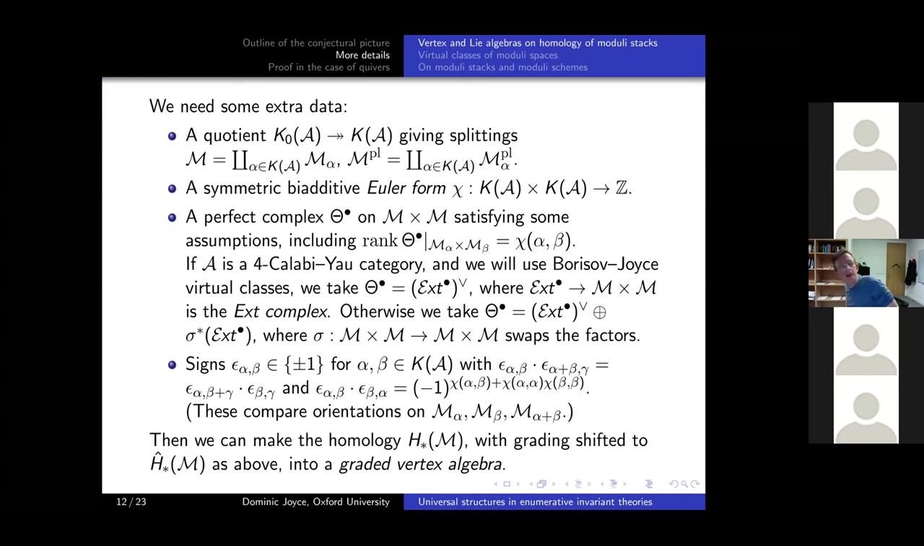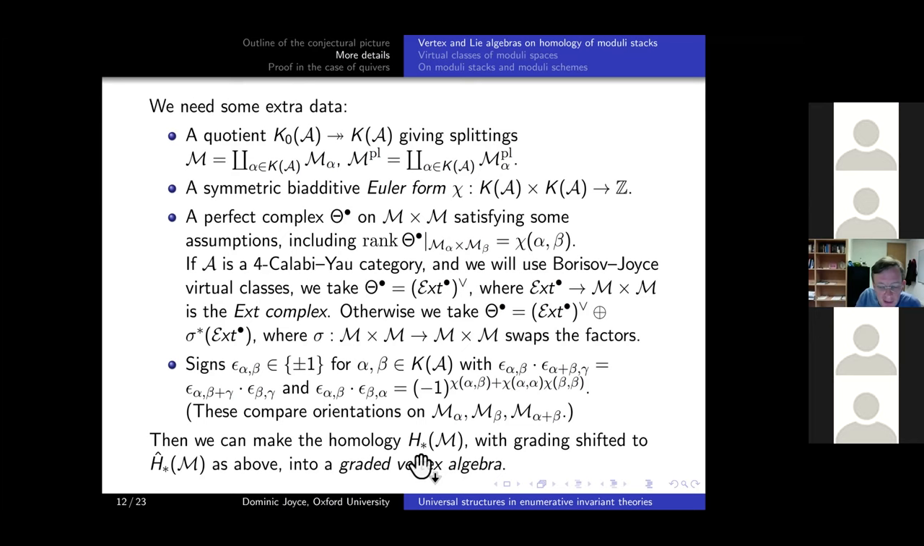Okay, so we need this extra data: a quotient of the K-theory, an Euler form, and a perfect complex Θ on M × M. This is part of the data for my construction of vertex algebras, but basically it's going to be the dual of the Ext complex, or the symmetrized dual of the Ext complex, if you want the Calabi-Yau 4 case or the general case. We also want some signs which have to do with orientations, but in the Calabi-Yau case, there's a natural choice for these. Basically, the signs are (-1) to the rank of the Ext complex.